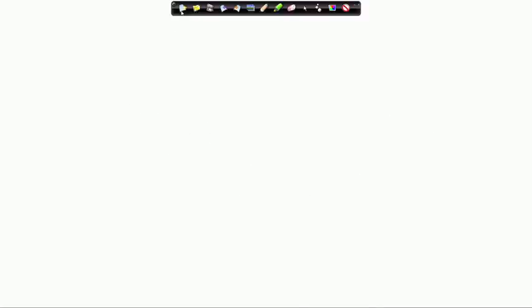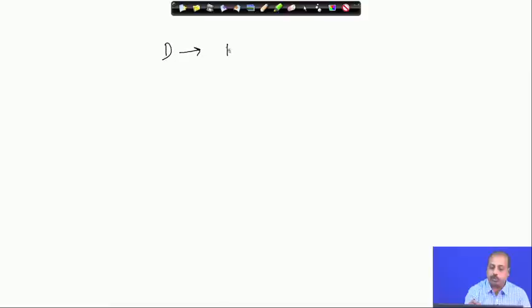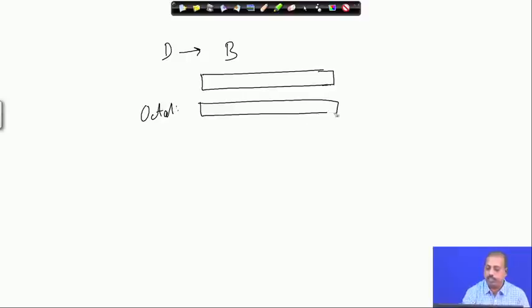There are other shortcut methods by which you can convert a number to the hexadecimal or octal number system. If you have a decimal number D and the corresponding binary number B, suppose this is the binary representation of the number, then for the octal number system, you can divide it into groups of 3 bits. Each of them is a 3-bit group. Now you can convert each of these 3-bit groups into the corresponding octal digit, and that will be the octal representation.